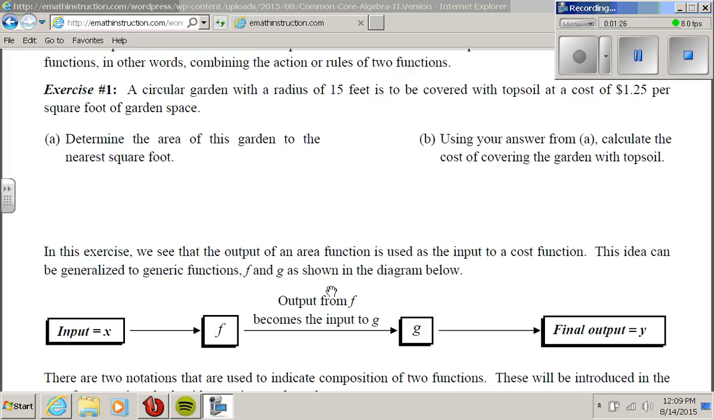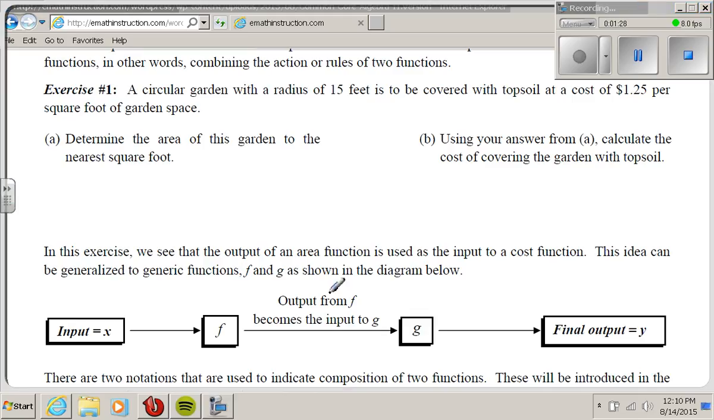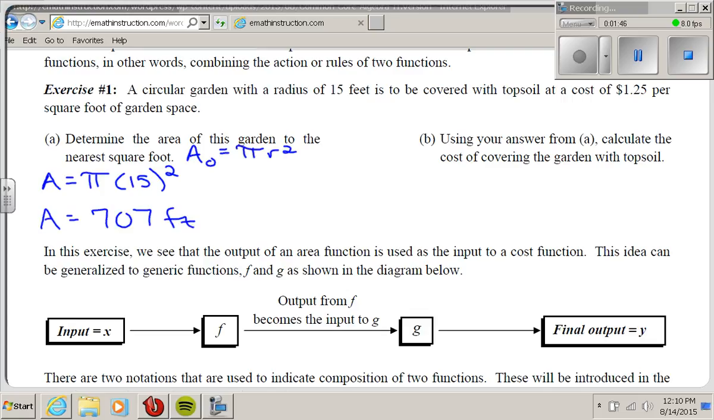So we know the area of a circle is pi r squared, okay? So my area is pi times the radius, which we know is 15, squared. And when you put that right into your calculator, you get an area of 707 feet squared. Okay, so that's the area of my circular garden.